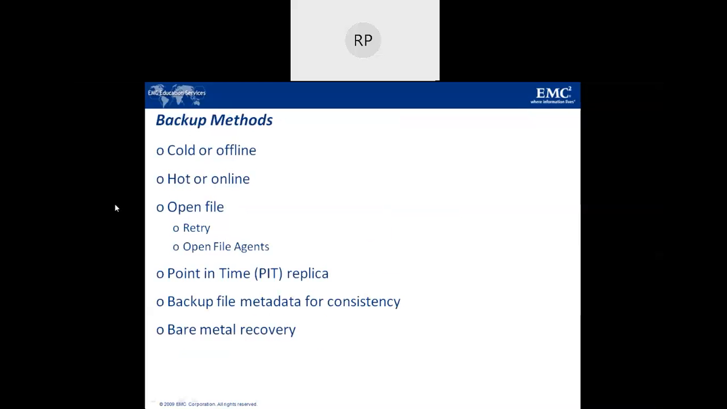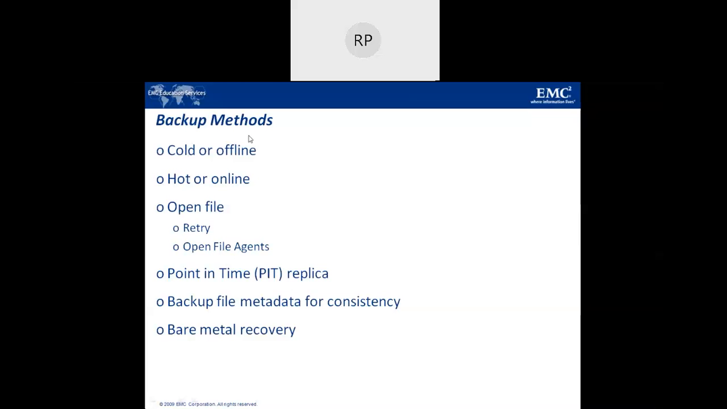Now, these are the different methods which can be used to take a backup, that is cold or offline backup, hot or online backup, then open file backup, point in time replica backup, backup file metadata for consistency, and bare metal recovery. These are the different methods for taking a backup. Now we are going to discuss these methods one by one.